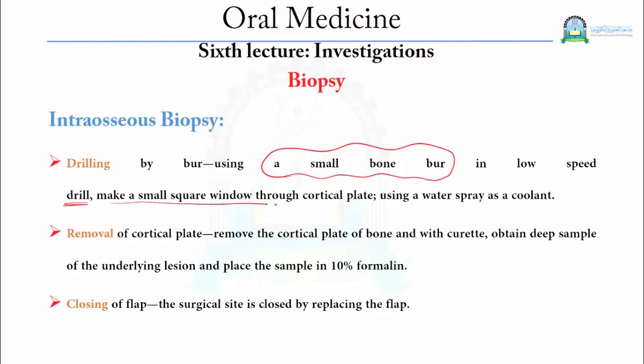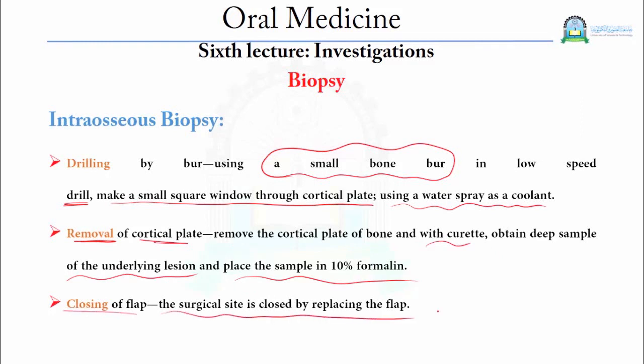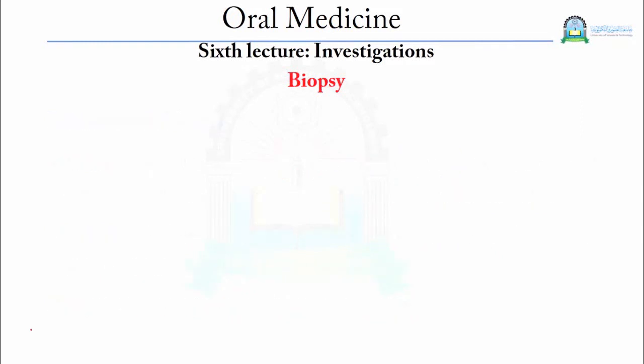Make a small square window through the cortical plate, and then use water spray as a coolant. It is very important to use the water spray as a coolant when you drill in the bone. After removal of the cortical plate, use a curette to obtain a deep sample of the underlying lesion, and place the sample in the formalin as we mentioned. Closing the flap: the surgical site should be closed by the incised flap.